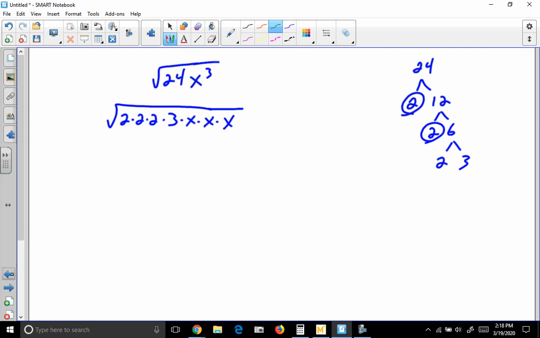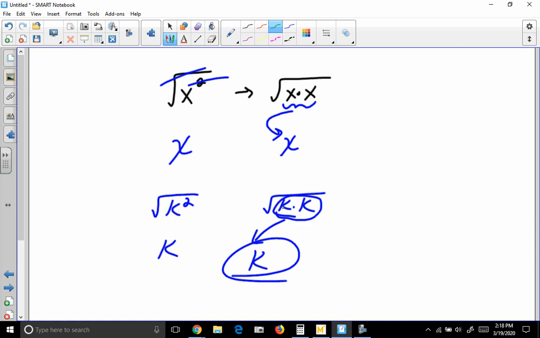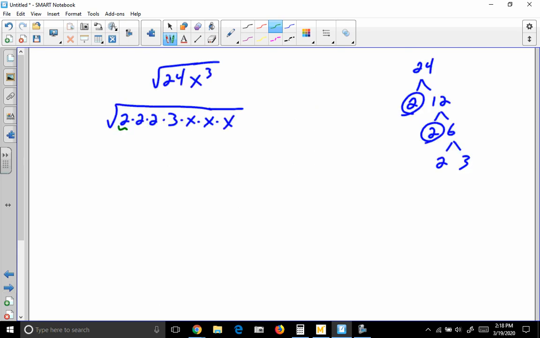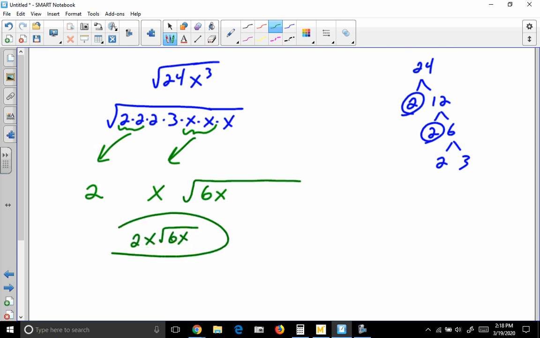So as we demonstrated on the previous slide, anytime we have the same factor twice underneath a square root, we bring that factor out. So we have a pair of 2's. We have a pair of x's, so we bring out an x. And everything that's not in a pair stays underneath. That 2 is not in a pair, that 3 is not in a pair, so we're left with a 6 underneath. And this x here is not in a pair, so it stays underneath. So we're left with 2x times the square root of 6x.